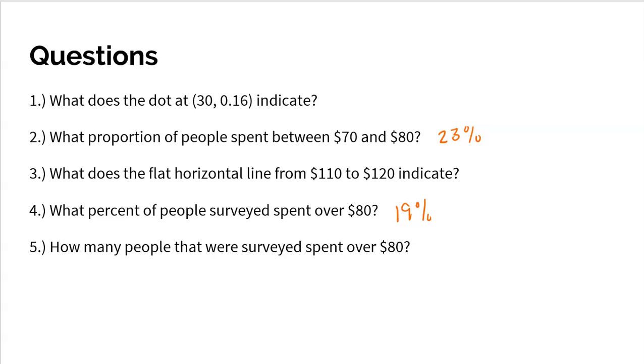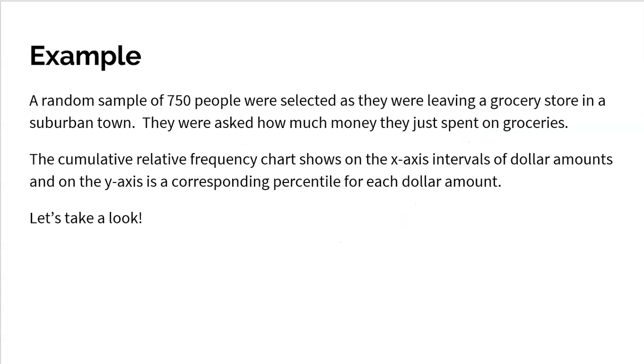And the final question is actually very similar. It says how many people. Now, this is one that often tricks kids on the AP test because they don't read. So number 4 said what percent of people surveyed spent over $80, which we already said was 19%. Now number 5 is saying how many people were surveyed spent over $80. So to figure out how many people, you need to know your total. Remember, there was 750 total people. If we go back to the directions, it said 750 total people were surveyed.